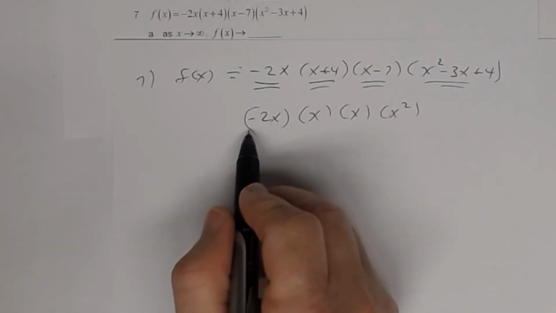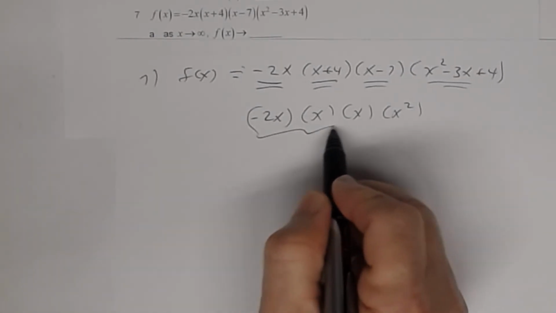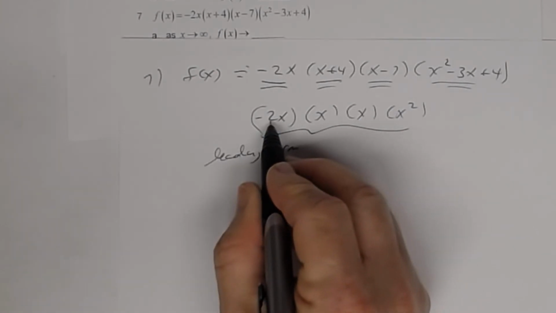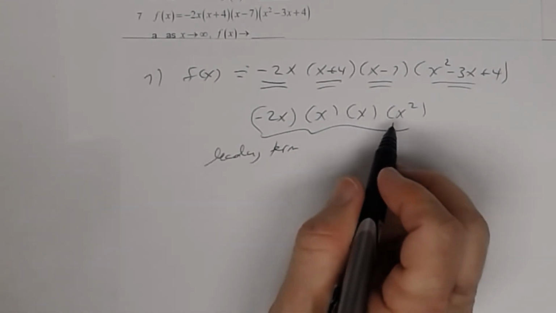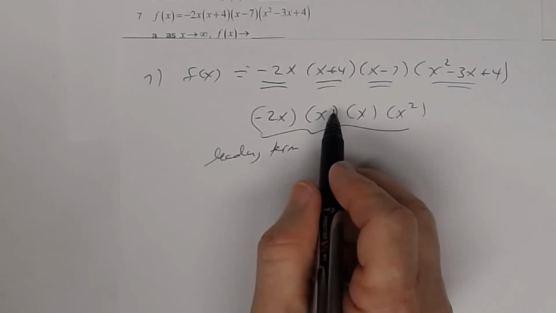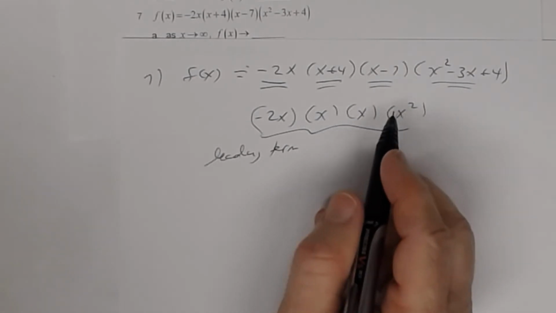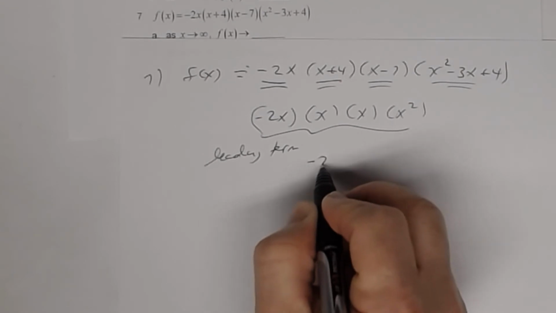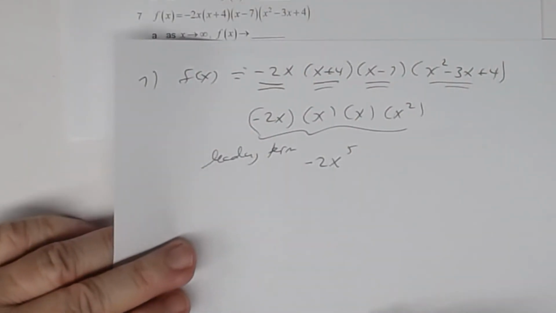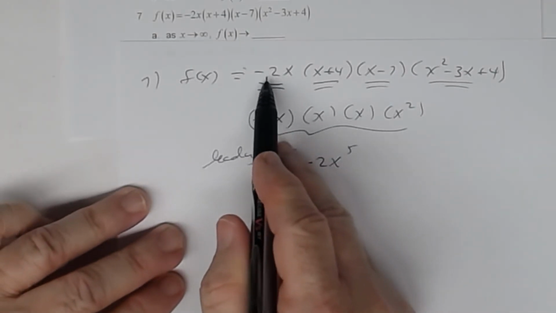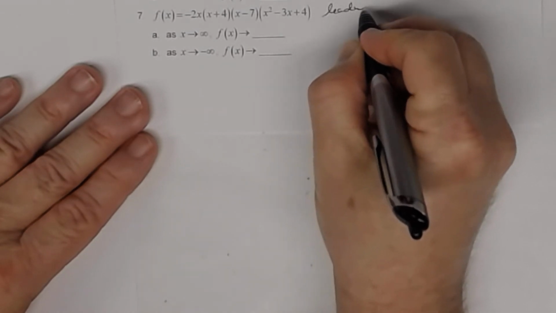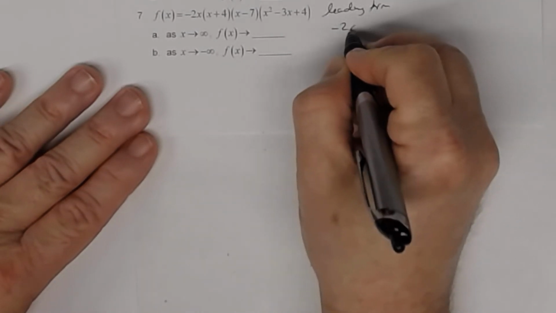And so to figure out your leading term, you're going to multiply all this out. So your leading term is going to be negative 2 times x times x times x times x squared. So again, when you multiply like bases, you add exponents. 1 plus 1 is 2, plus 1 is 3, plus 2 is 5, right? So my leading term is negative 2x to the 5th. So that's why it's important you keep that sign with it. All right, so your leading term is negative 2x to the 5th.